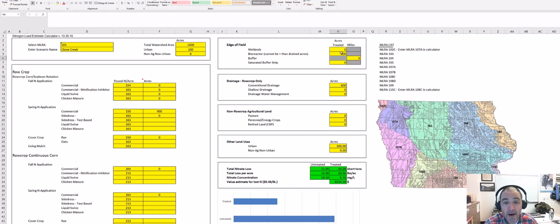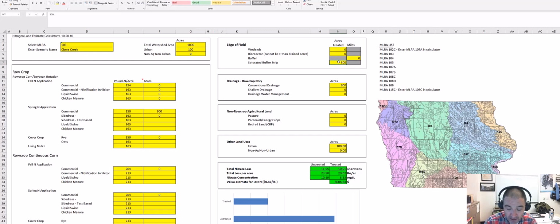So you can put in those different practices. We could also put in that we're going to have 300 acres of a saturated buffer. And again, we're going to see what that nitrate loss reduction is between the untreated without the saturated buffers versus the treated with our saturated buffers.